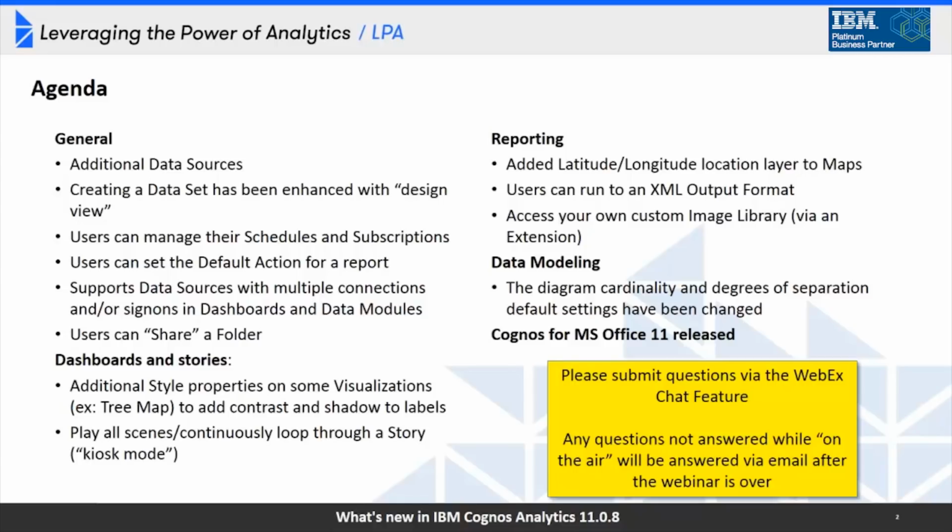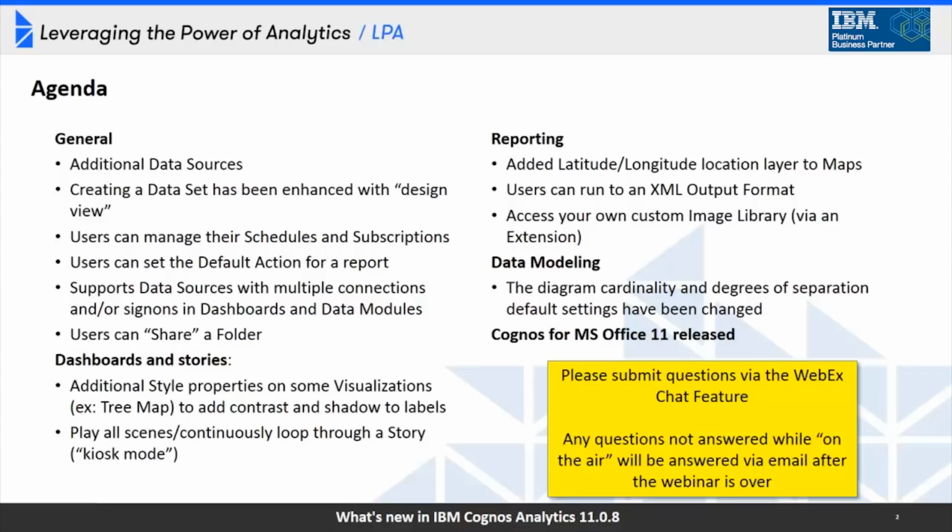For reporting enhancements, I'll talk to you about latitude and longitude and that new layer that's been added to the map visualization. You can now run reports to XML output format. That again is something you could do in Cognos 10 that was not available in previous releases of Cognos 11 until now. I'll talk to you about adding custom images and a custom image library to your Cognos implementation. I'll do a demonstration of how you would do that.